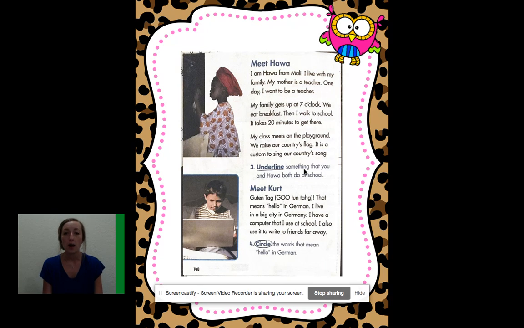Meet Hawa. I am Hawa from Mali. I live with my family. My mother is a teacher. One day, I want to be a teacher. My family gets up at 7 o'clock. We eat breakfast, then I walk to school. It takes 20 minutes to get there. My class meets on the playground where we raise our country's flag, and it is a custom to sing our country's song.